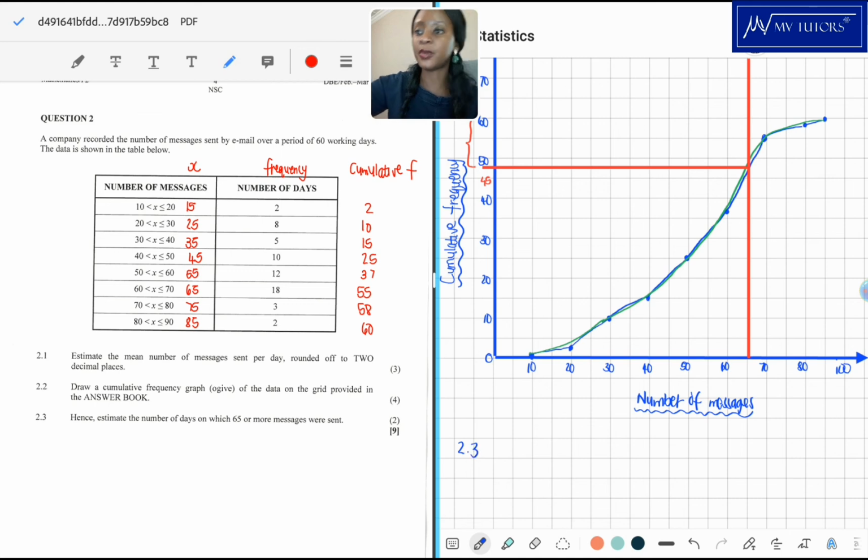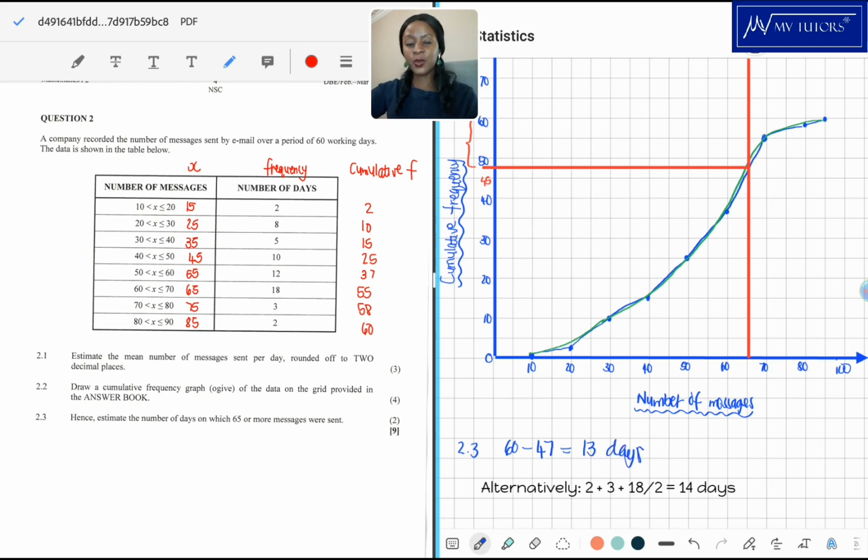So, estimate the number of days on which 65 or more messages were sent. Well, I would say then 60 minus 47, and that would be 13. So 13 days. I hope when they mark this, they actually have a range of answers, because this would depend really on how you drew the archive. Other than that, we are done with this question and we are done with this section.